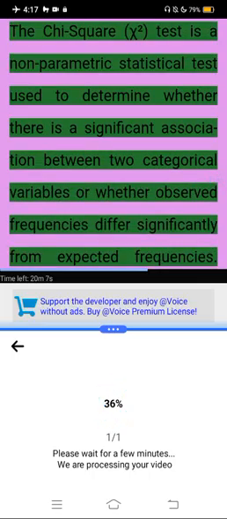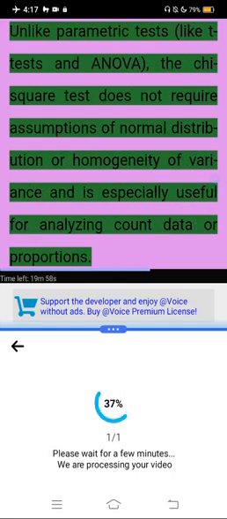The chi-square test is a non-parametric statistical test used to determine whether there is a significant association between two categorical variables or whether observed frequencies differ significantly from expected frequencies. Unlike parametric tests like t-test and ANOVA, the chi-square test does not require assumptions of normal distribution or homogeneity of variance and is especially useful for analyzing count data or proportions.